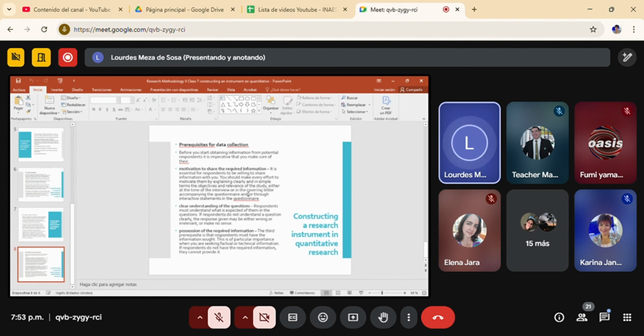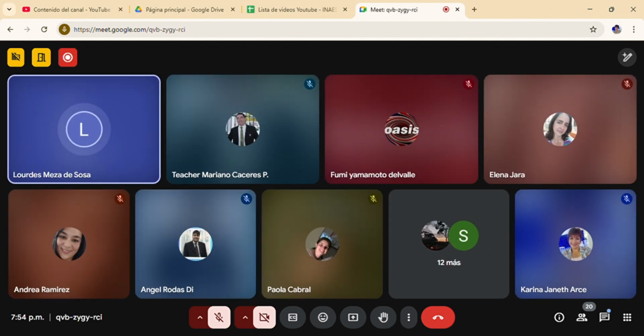So this is one of the steps in constructing a research instrument for quantitative research. We still have the qualitative research to be developed. So I think we're going to stop here. Is there anything that you would like to ask?